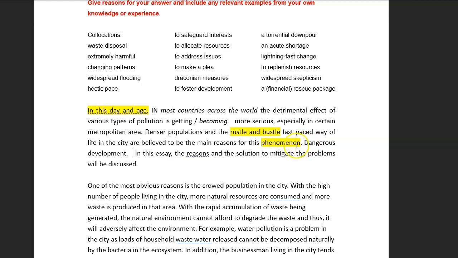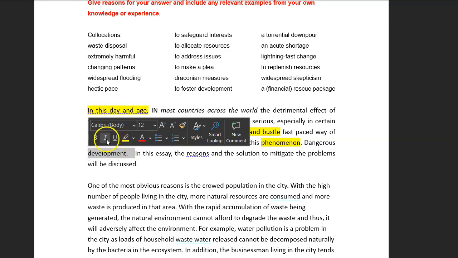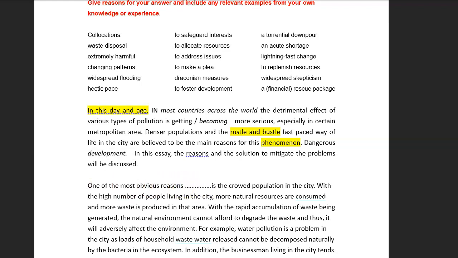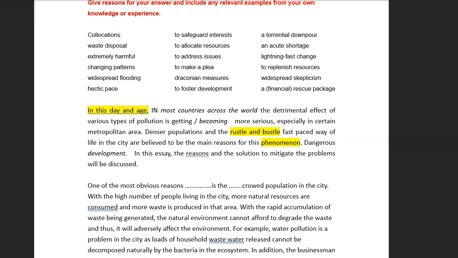Okay. In this essay, the reasons and solutions will be discussed. Okay, very nice. So, this dangerous development. One of the most obvious reasons for, come on, tell me what, is the crowded population in the city, in most cities, in that you've got overcrowded. Let's get some adjectives in here. Overcrowded or intensely populated areas or intensely populated nature characteristic in the cities.